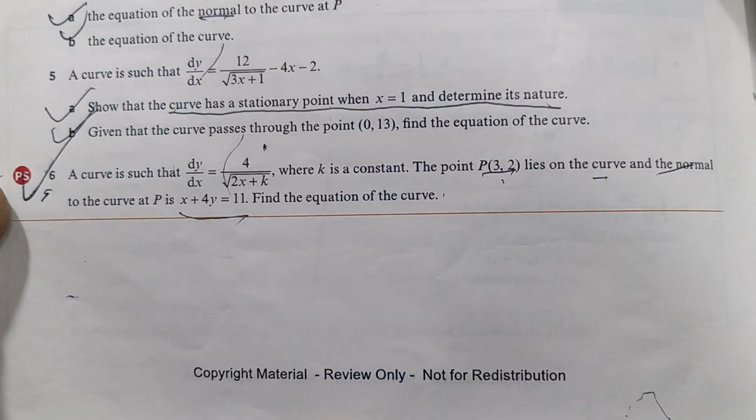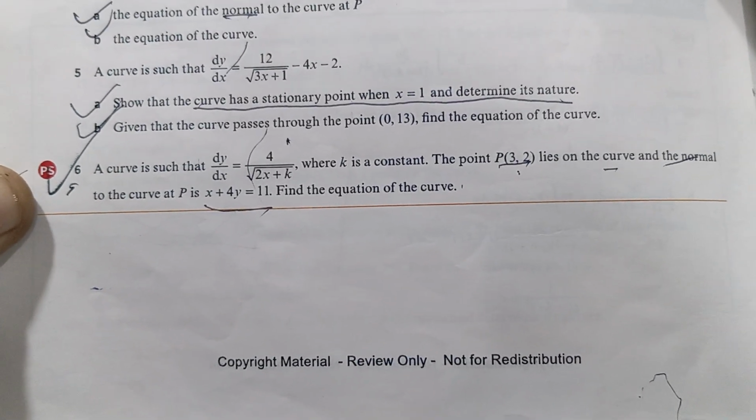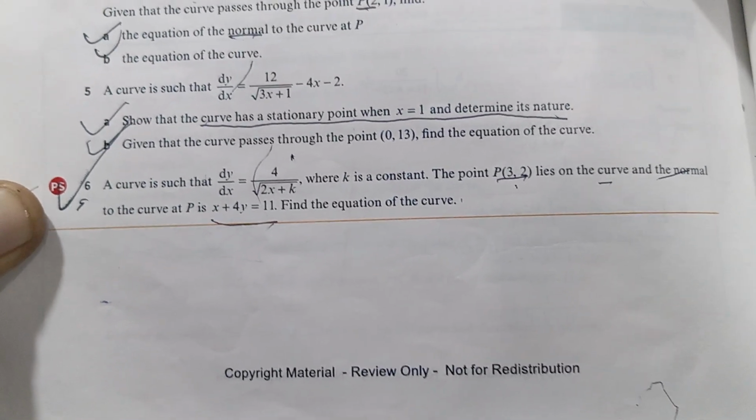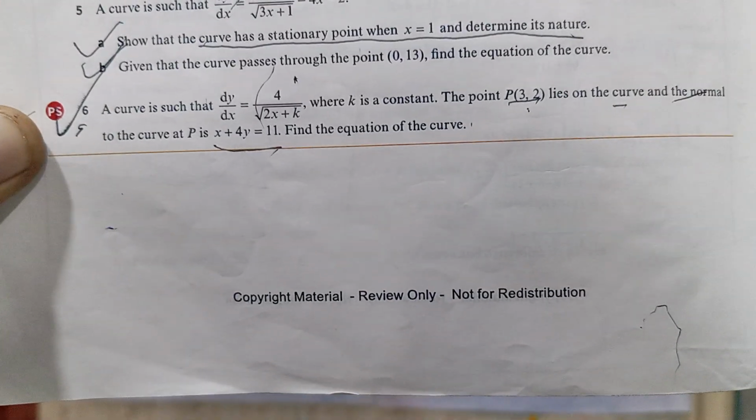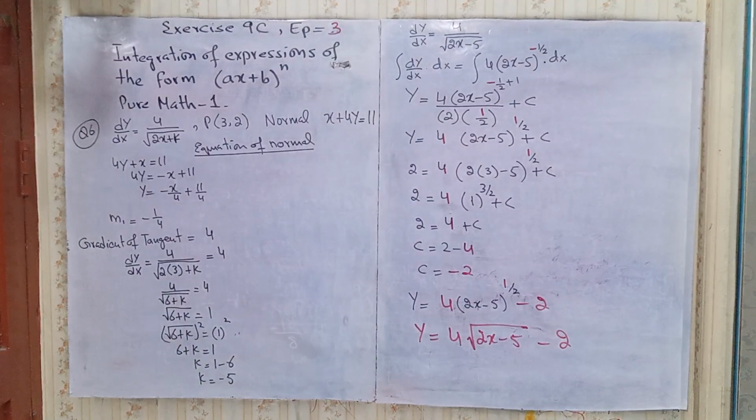The point P (3, 2) lies on the curve, and the normal to the curve at P is x plus 4y equals 11. Find the equation of the curve. This is exercise 9c, the last question, question number 6. So let me show you how this is done.